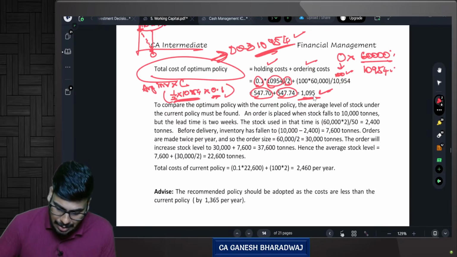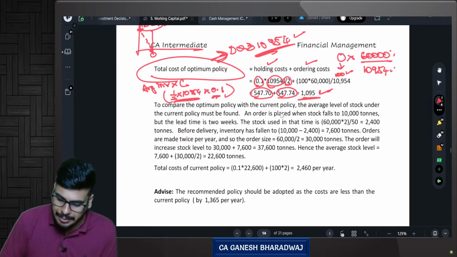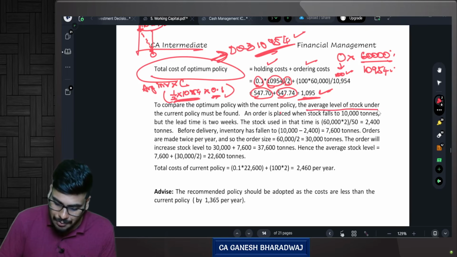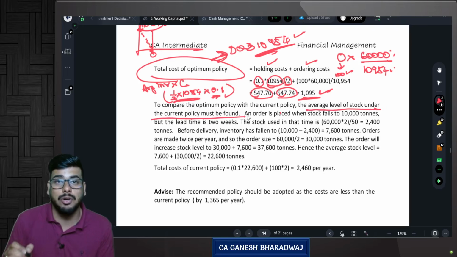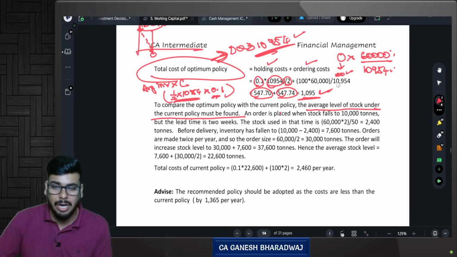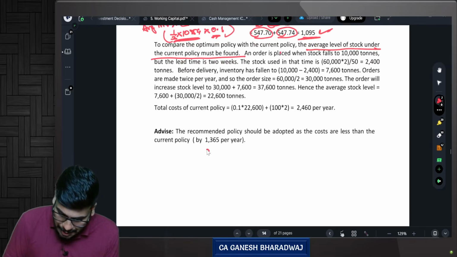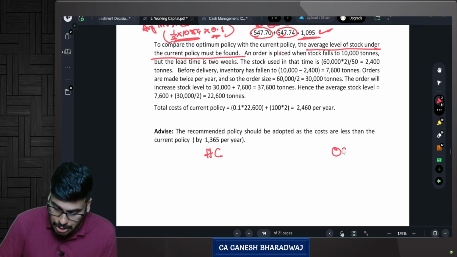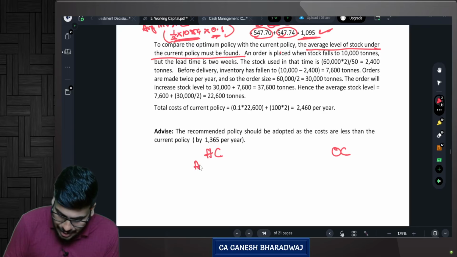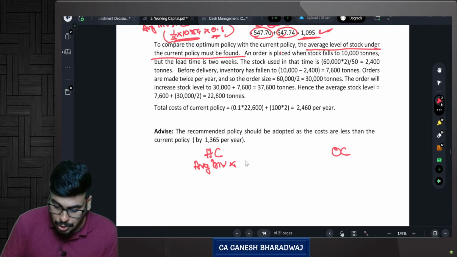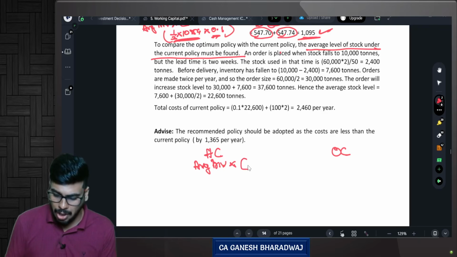So now what they have given here. To compare the optimum policy with the current policy, the average level of stock under the current policy must be found. Why should we calculate the average stock under the current policy? Now, what is my holding cost and what is my ordering cost? Holding cost is average inventory into carrying cost per unit per annum.